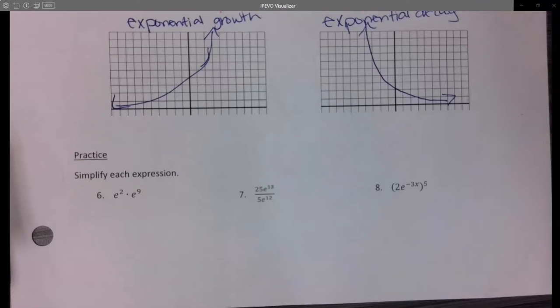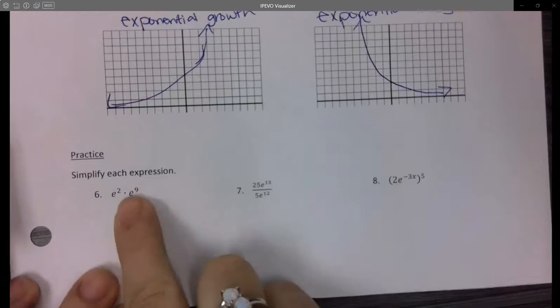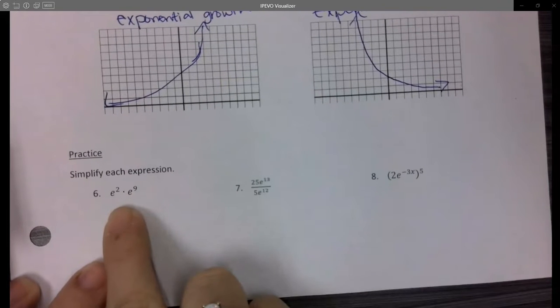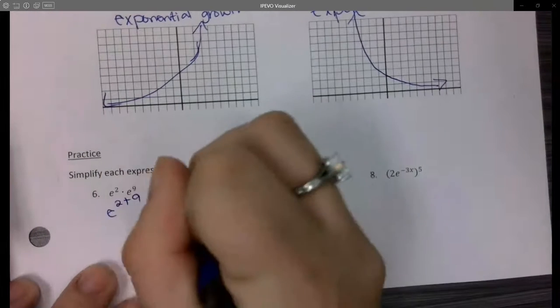Okay, so on number 6, I have two of the same base being multiplied together. So I would add my exponents. 2 plus 9 just gives me 11.